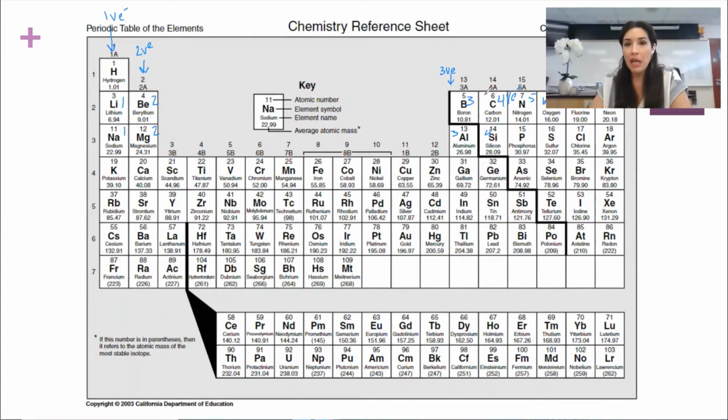So take a moment and, on your periodic table, label each of these outer edge groups, from group 1, group 2, group 13, 14, 15, all the way to the end here, with the correct number of valence electrons. 4 valence electrons, 5 valence electrons. And then we'll go back and see if we can predict the correct number of valence electrons based on its position on the periodic table.